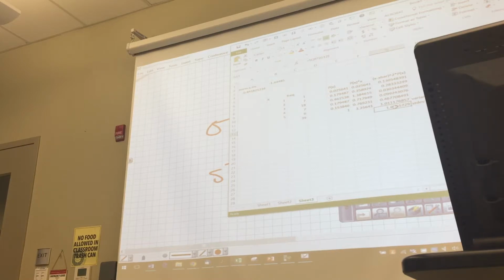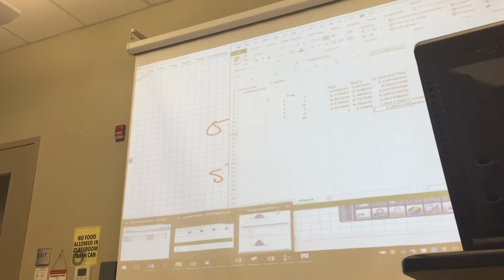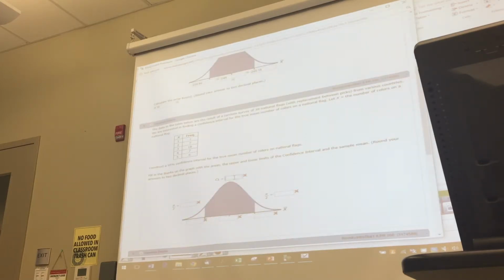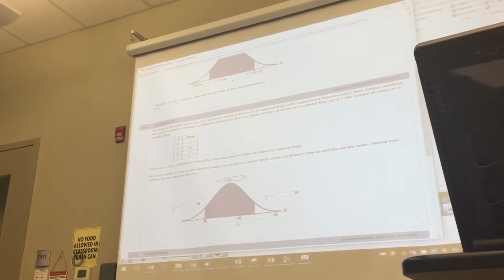But I have to be able to look at that and play with it. So when I go back to my problem, what's my confidence level? 95%. Okay. What was the mean that we just calculated? 3.256. And it says round to what? 2 decimal places, so I'm going to round that to 3.26.